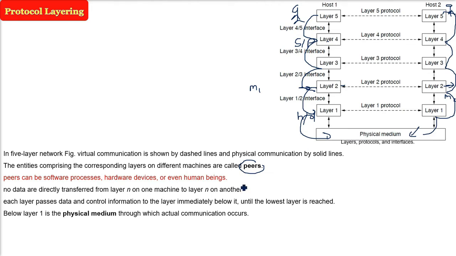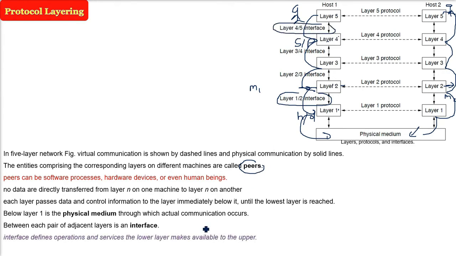And the most important thing is between each layer, there will be an interface. That is, every layer junction is an interface. This interface is most important because it defines the operation, the services and the work offered from the lower layer to the upper layer. That is, the layer 1/2 interface will tell you what layer 1 is supposed to give to layer 2, the services and the operations it is going to offer.